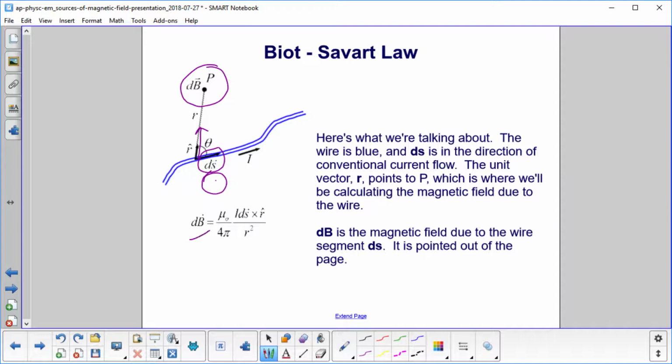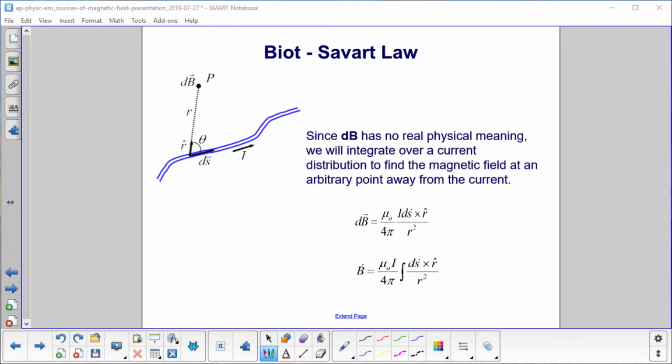dB is the magnetic field due to the wire segment ds. And which way is it pointed? Well, you use the right-hand grip rule. If you put your thumb in this direction and you curl your fingers starting this way, on this side of the wire it will be into the page, and on this side of the wire it will be out of the page. Since dB has no real physical meaning, we'll integrate over a current distribution to find the magnetic field at the arbitrary point P.